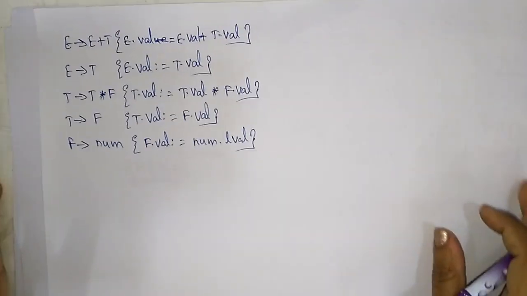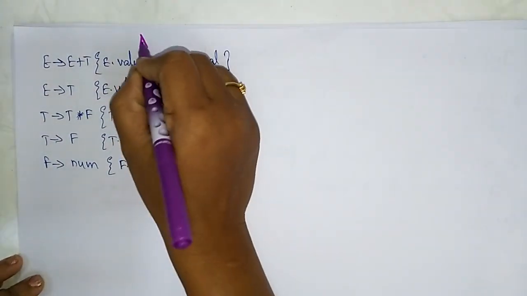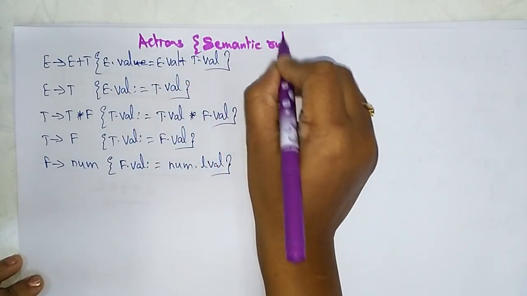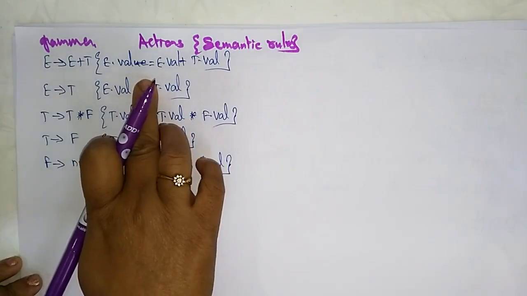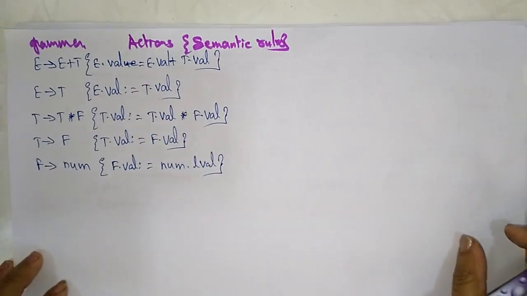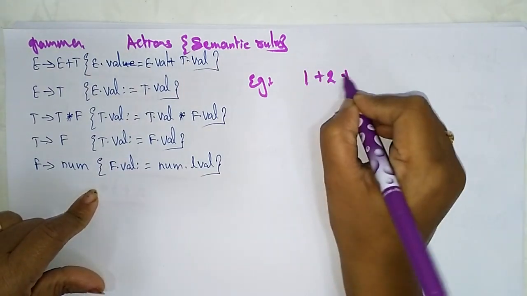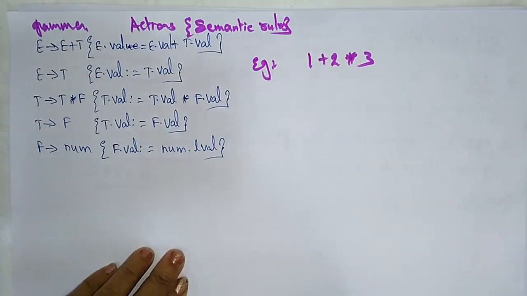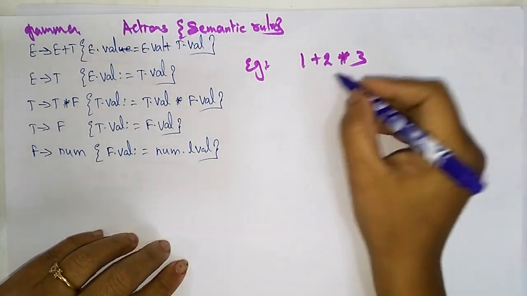Here I have taken the productions, and the actions for those productions, meaning the semantic rules. This is the grammar, the productions, and for each production this is an action. Now let's take an example: I want to calculate 1 plus 2 into 3. You know the result: 2 into 3 is 6, 6 plus 1 is 7, so the answer is 7. Now let's represent the parse tree for this. First take E dot val.